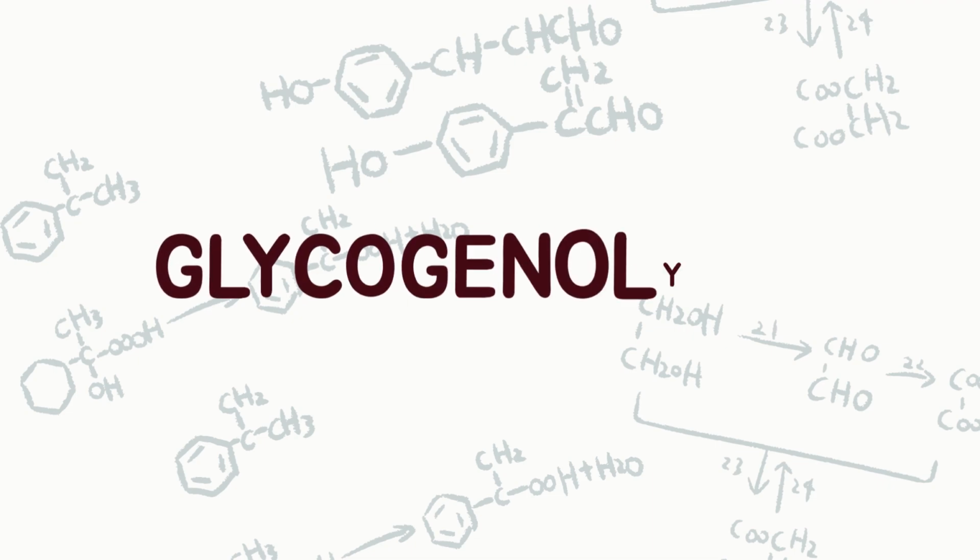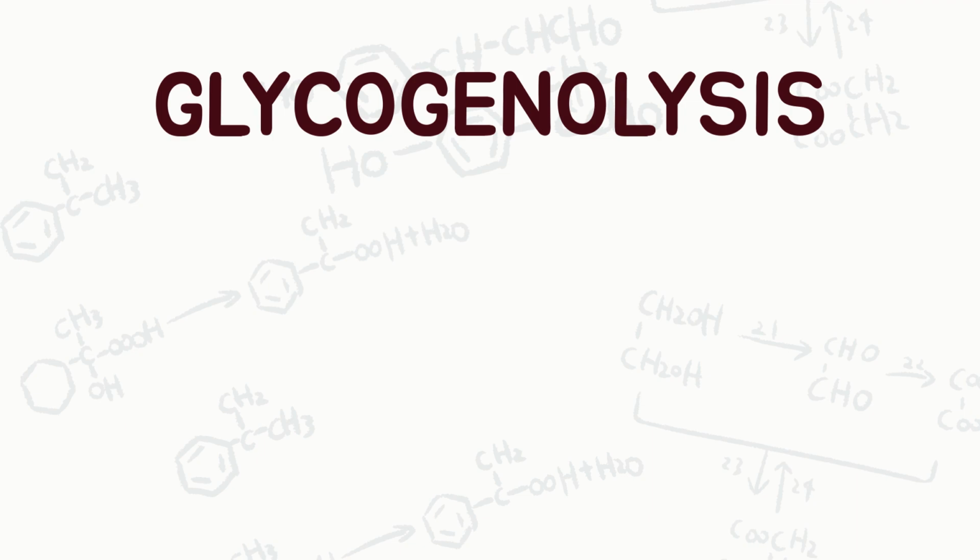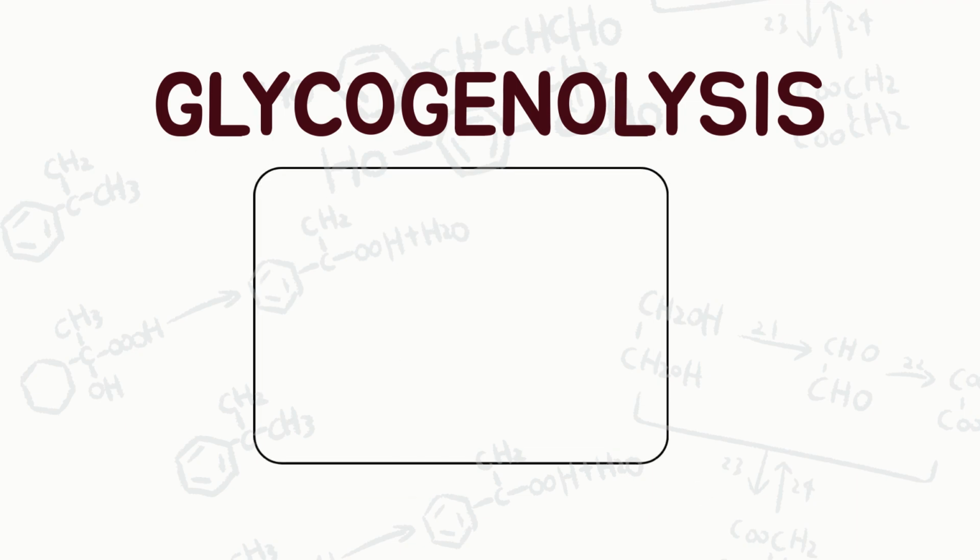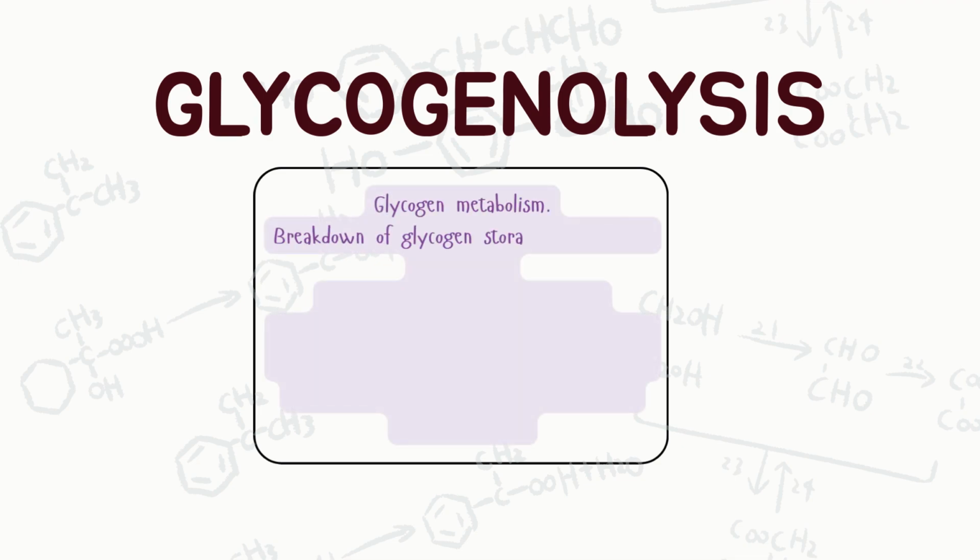Today, we are diving into a really interesting and surprisingly simple topic: glycogenolysis. It is one of the key pathways in carbohydrate metabolism. Let's start with a little overview of glycogenolysis to get things going. Glycogenolysis is simply a part of glycogen metabolism. More specifically, it is the breakdown of stored glycogen into glucose for energy.